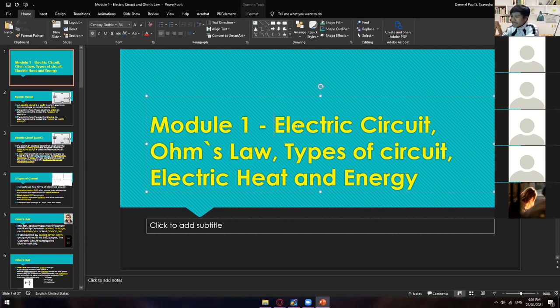As you guys can see, here are the topics that we're going to discuss. We'll start with electric circuit. What is an electric circuit? Afterwards, we'll discuss Ohm's law, which is the relationship of your resistance, voltage, current, etc. And then the types of circuits. You guys already know this one: we have series and parallel, or the combinations, series-parallel or parallel-series. And lastly, we have heat and energy, or electric heat.